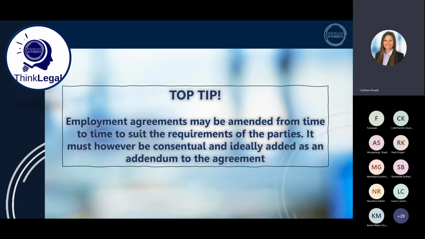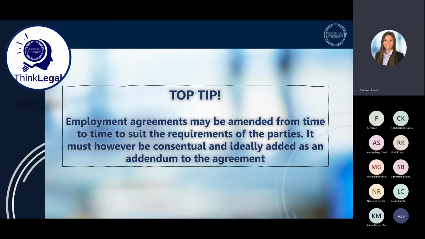Okay, and then a top tip in terms of employment agreements is that you can actually amend your employment agreement from time to time. So if you have appointed a receptionist to sit in your reception and answer the phones, but you see this person is actually very bright and you'd like to have them do some other admin duties and give them a little bit of a raise, obviously you can do that.